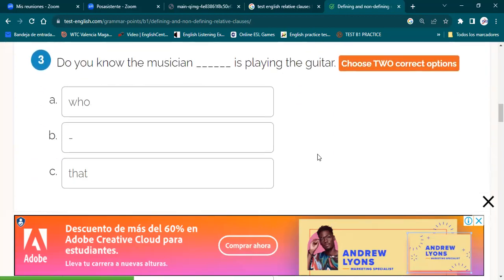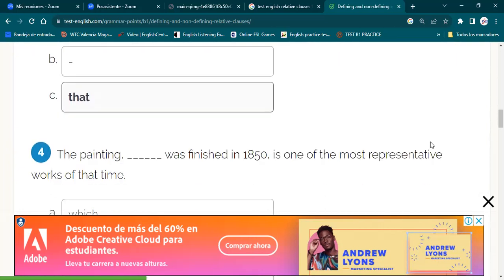Eduardo, two options. Do you know the musician is playing the guitar? Do you know the musician who is playing the guitar, or do you know the musician that is playing the guitar? I know the musician that is playing the guitar.